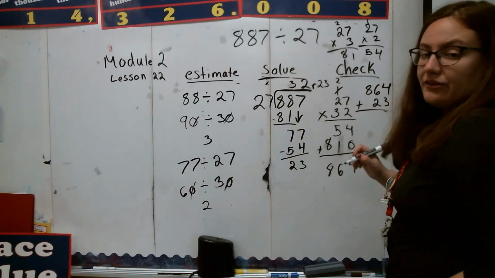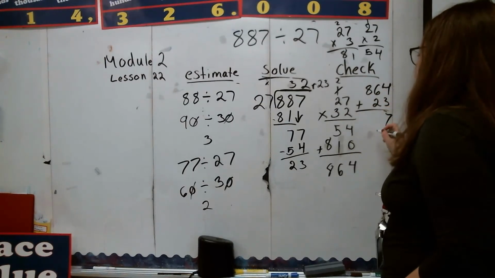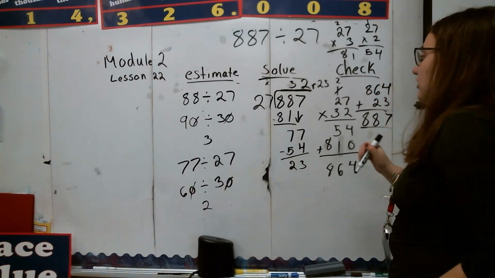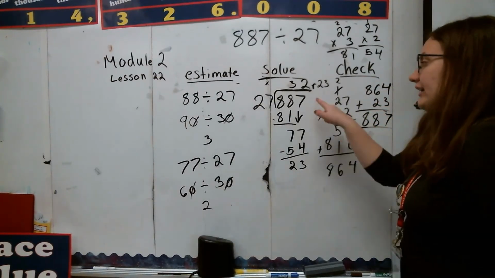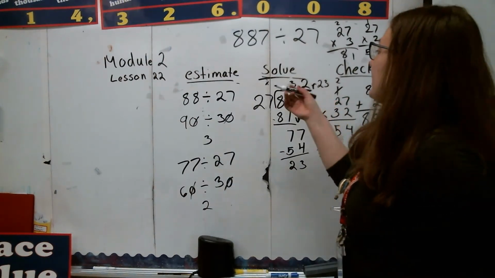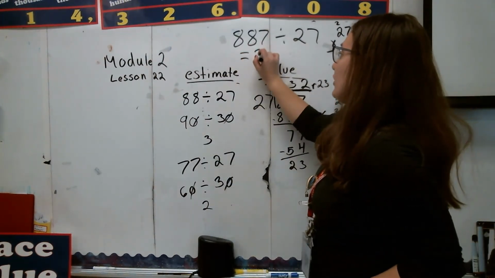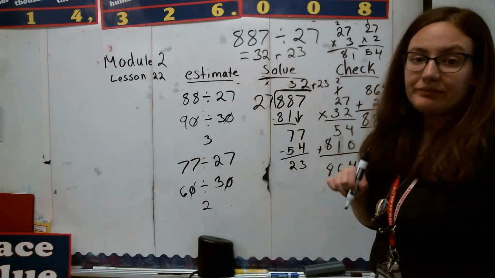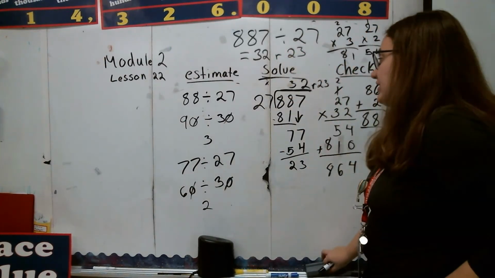So I have 4 plus 3, which is 7. 6 plus 2, which is 8. And then 8 plus nothing is also 8. So again, what I got right here for my check matches my dividend, so I know that I am correct, which means my final answer is 32, remainder 23. And that is how we solve these problems.